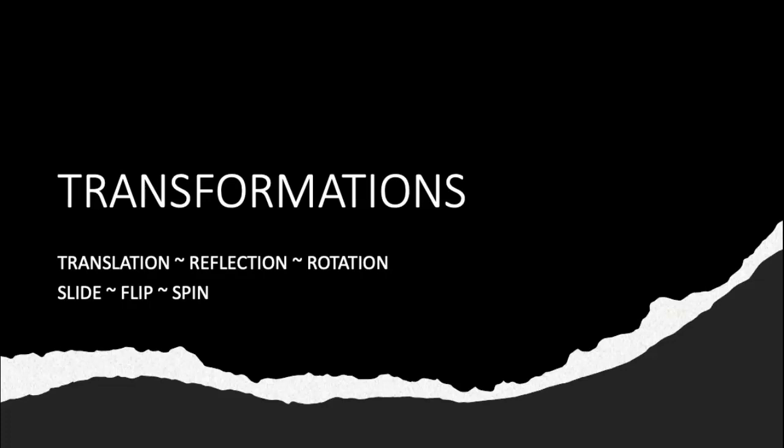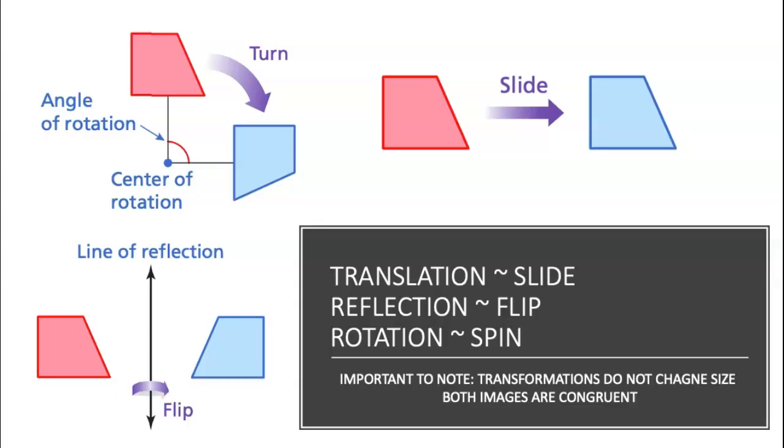Welcome back, friends. Today's video, we are going to look at what is called a transformation. And transformations are divided into three parts: translations, reflections, and rotations. And really all we're going to do is figure out, when we look at a shape or a figure that has been moved, how did we move it?